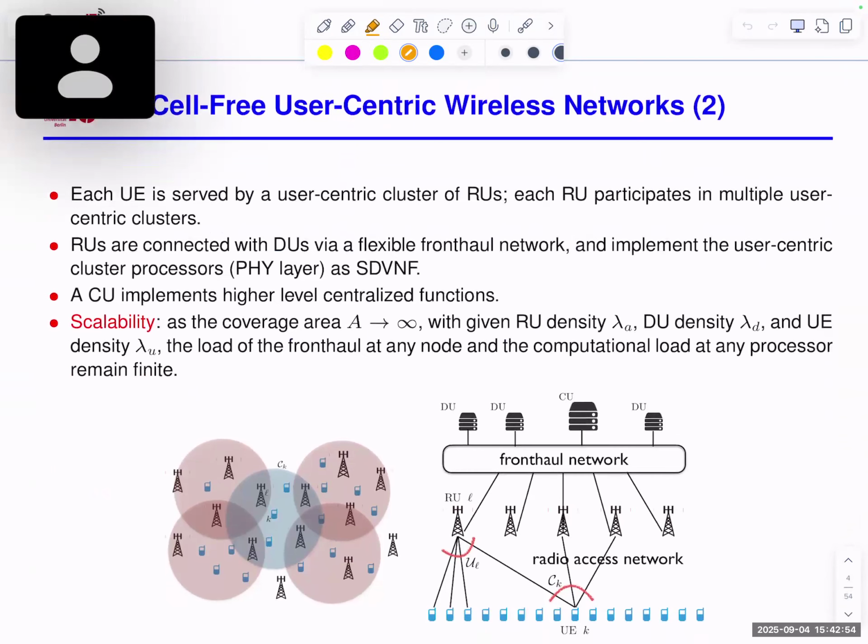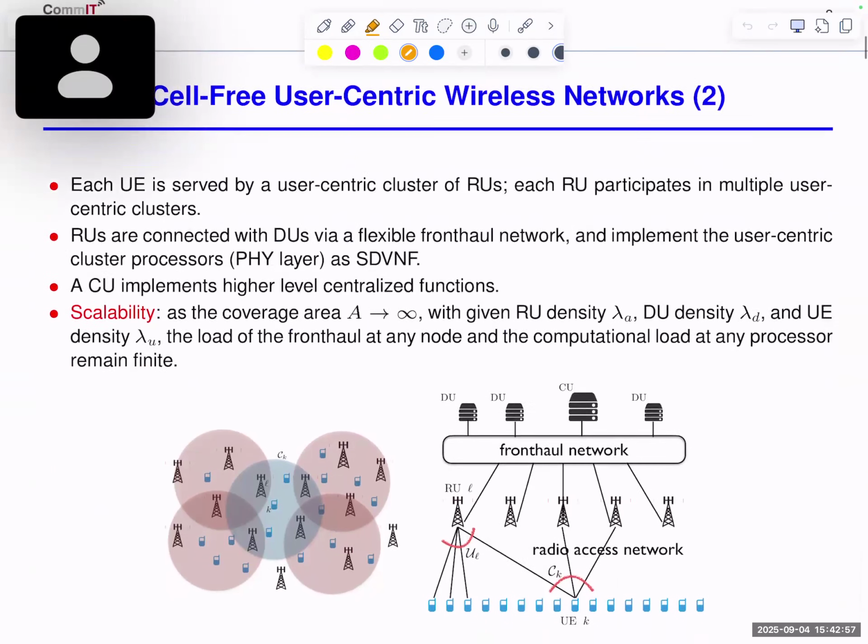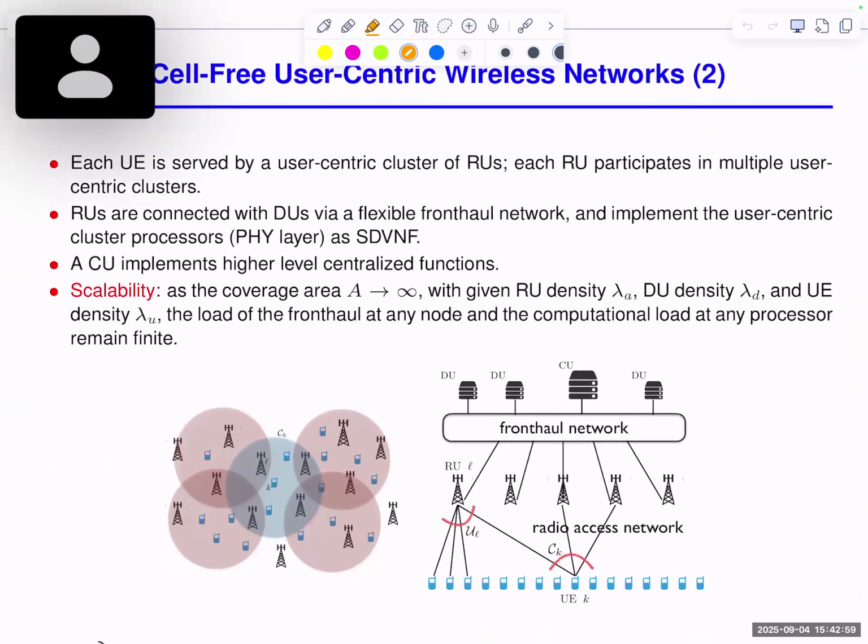So what is a cell-free user-centric wireless network? Basically, the idea is that instead of predefining cells and sectors that are infrastructure-centric, every user should have its own cluster, a personalized cluster. All the radio units around it should somehow serve the user. And as the user moves around, this cluster migrates. So the user is always at the center of its own personalized cell.